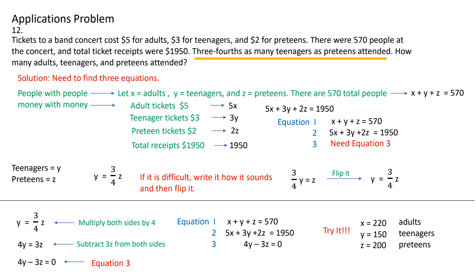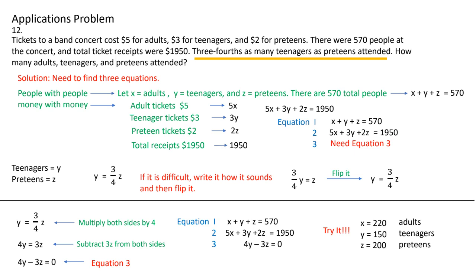And then we can use what we know of revenue to calculate our second equation, right? Price times quantity will give us our revenue. So here we can see that 5 times X plus 3 times Y plus 2 times Z, the price of each ticket times the number of either adults, teenagers, or preteens that attended, should equal our revenue, which is 1,950.